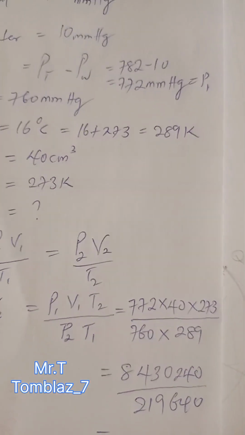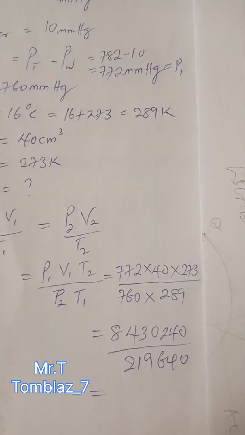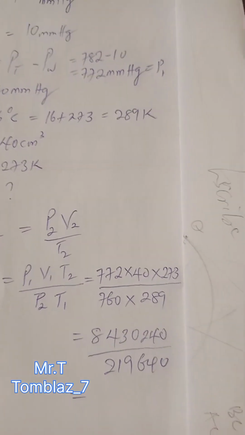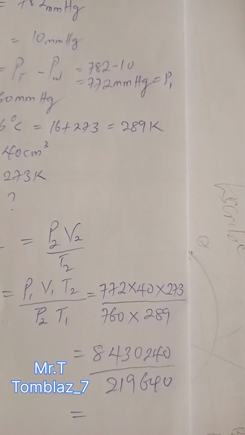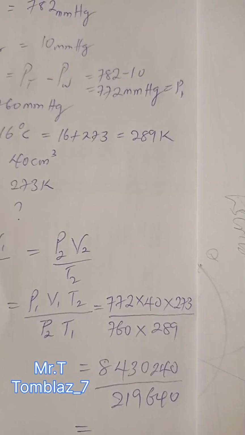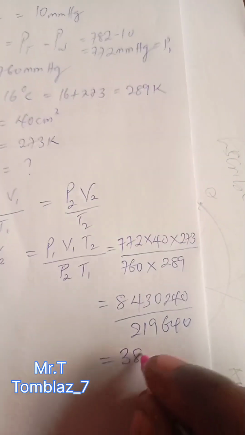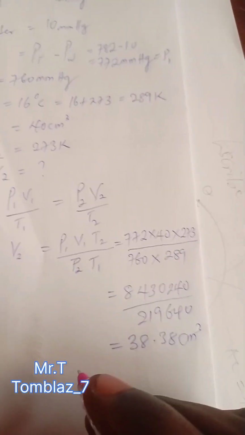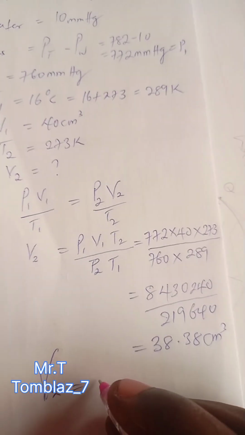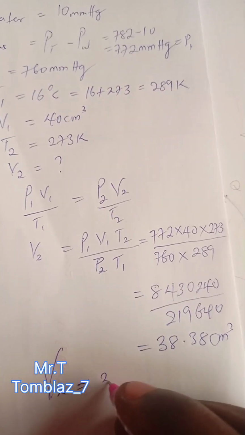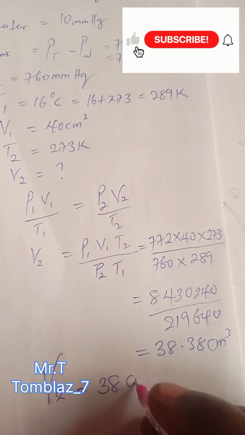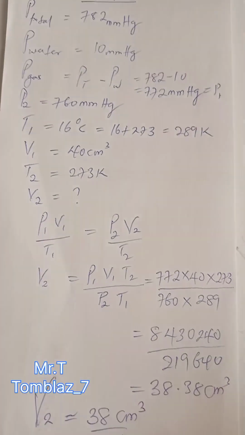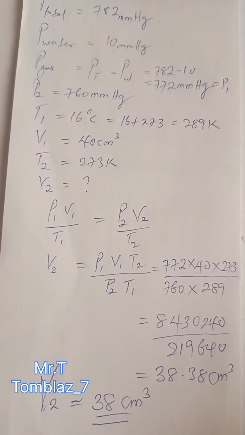So we'll have 8430240 divided by 219,640. So we'll have 38.38 centimeters cube. So our final volume can be taken as approximately 38 centimeters cube, since we are working with two significant values. This one is 40, so this one is 38. So based on this calculation, the volume reduced.